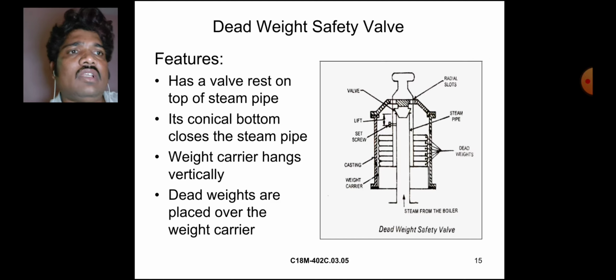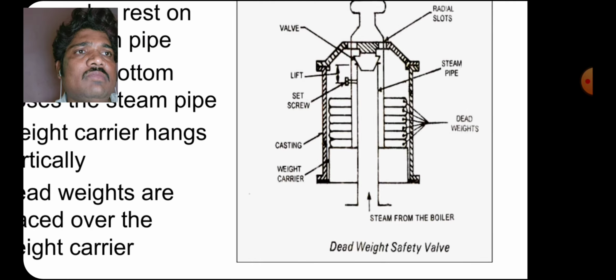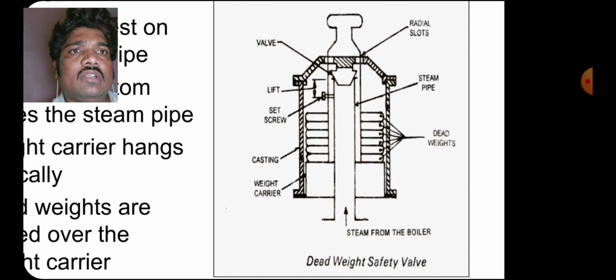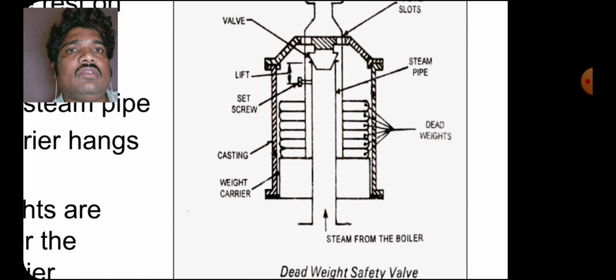Dead weight safety valve as shown in this figure. See this figure: radial slot, valve, steam pipe, dead weight, lift, set screw, casting, weight carrier, steam from the boiler. Steam is passing from the boiler. This is a dead weight safety valve.